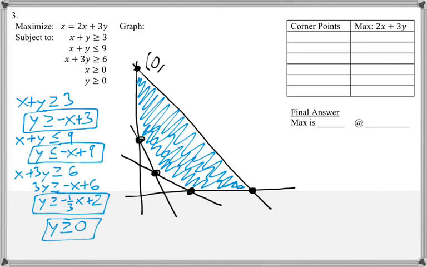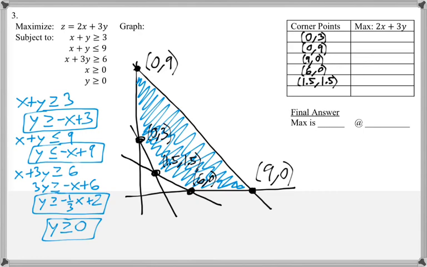Now that we've found all of our corner points, we can label them on our graph. So this was 0, 9, 9, 0, 6, 0, 1.5, 1.5, and then 0, 3. So these 5 corner points are going to be our 5 candidates for the maximum value.